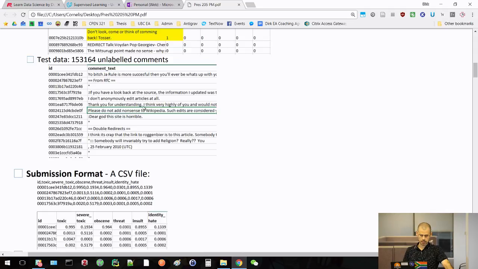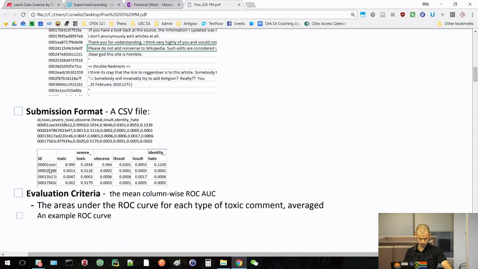All right, so you need to take the test data and provide the probabilities, and you put those in a CSV file like this, which looks a bit clearer in Excel format here. So you have the ID, and then you have a probability of whether it's toxic. This one, we think it's probably toxic since we gave it a probability of 99.5%. This one's probably not toxic since it has a probability of about 0.1% of being toxic.